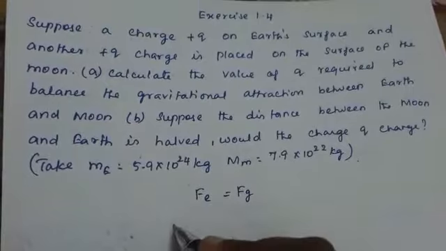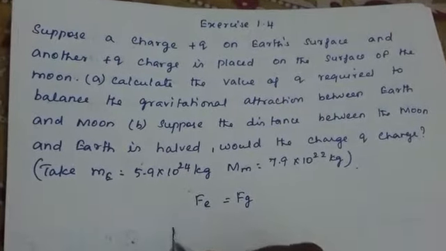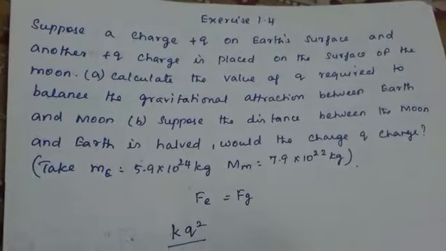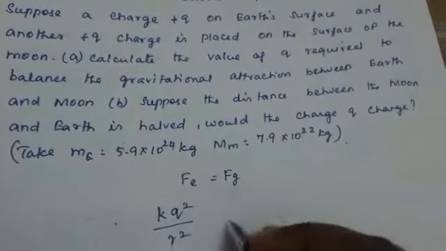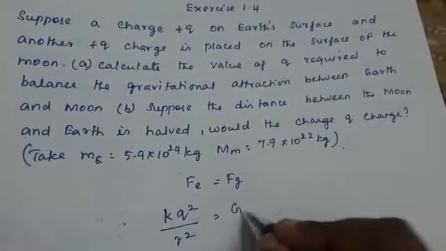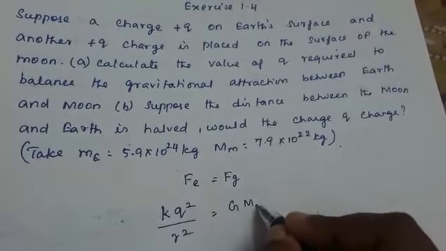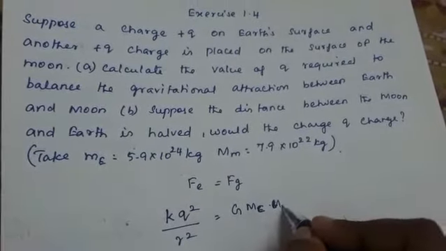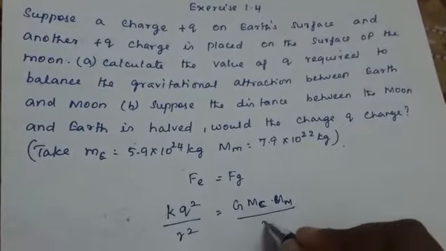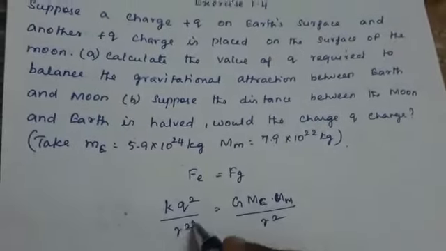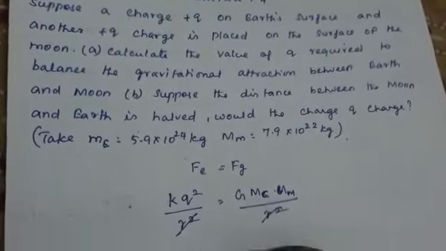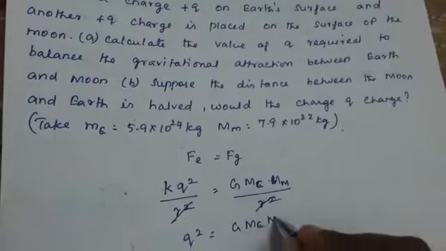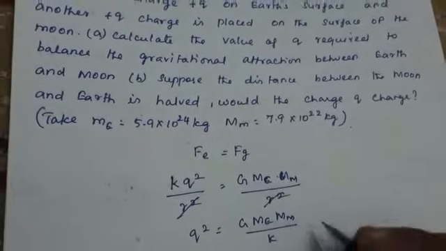Now what is the electrostatic force formula? That is according to Coulomb's law. It is K Q square by R square, because both the charges are the same. Here the gravitational force is mass of Earth into mass of moon divided by R square. Now here R square and R square will get cancelled. So what is Q square? Q square is equal to G M E M by K.